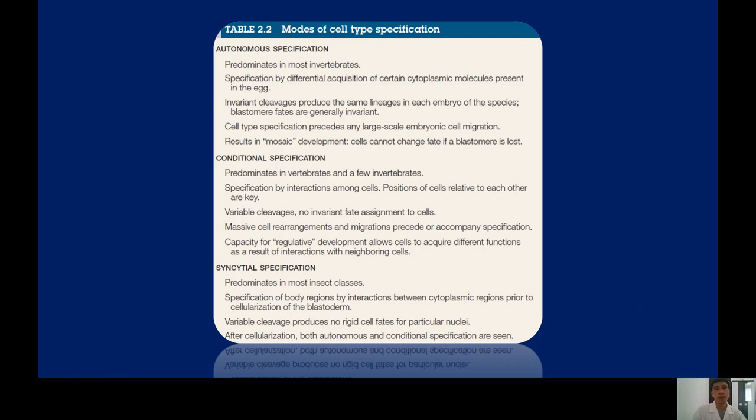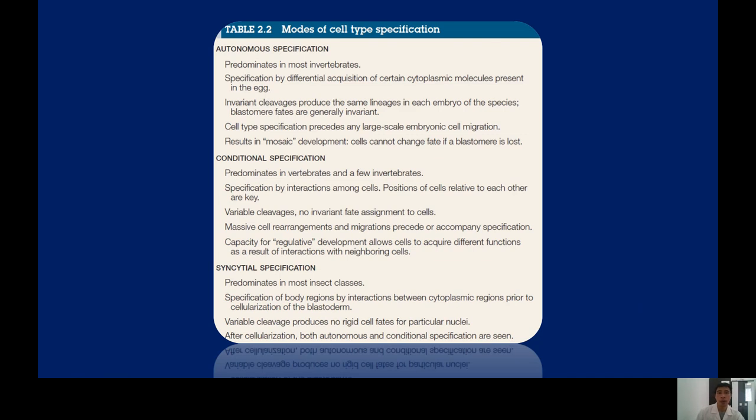So this is the resume, the brief explanation of modes of cell type specification. For the autonomous specification, we can find it predominantly in most invertebrates. So what is autonomous specification? It is a specification by differential acquisition of certain cytoplasmic molecules present in the eggs. Invariant cleavage produces the same lineage in each embryo of the species.